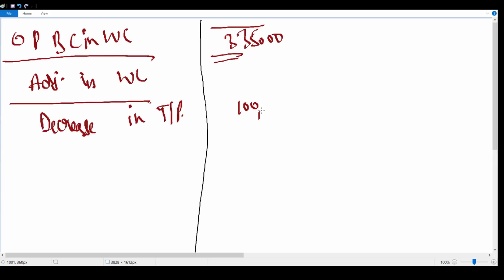Okay. Then next, trade receivable from 4 lakh to 4,20,000. That is increase in trade receivables. Increase in trade receivable means that we gave more money to our debtors. What would be the amount here? 20,000.